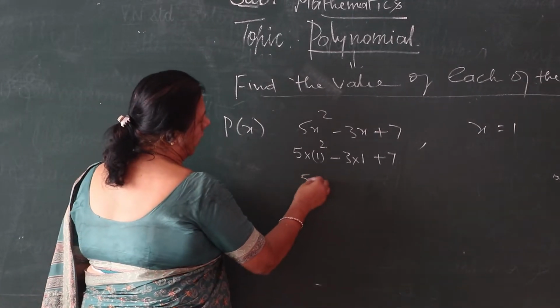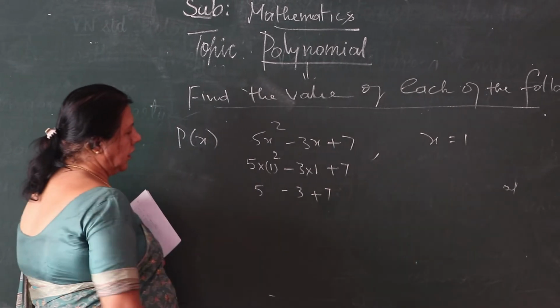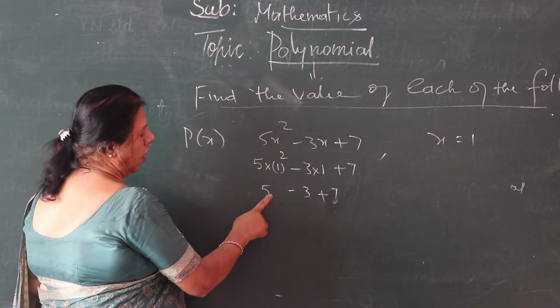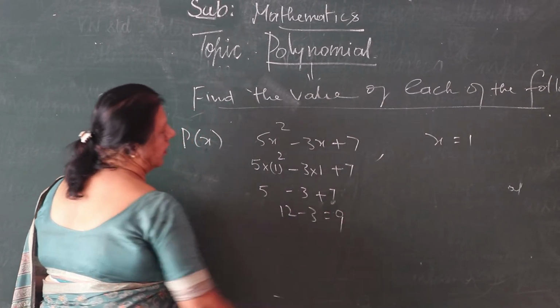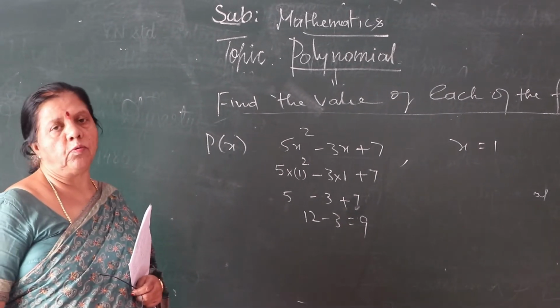Here 5 into 1 is 5, 3 into 1 is 3, plus 7. See here, plus is there. 7 plus 5, how much? 12. 12 minus 3 is equal to 9. This is the way to find the value of each of the following.